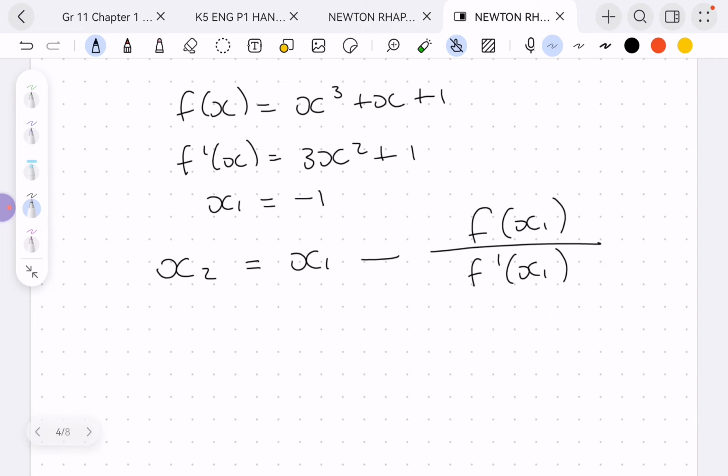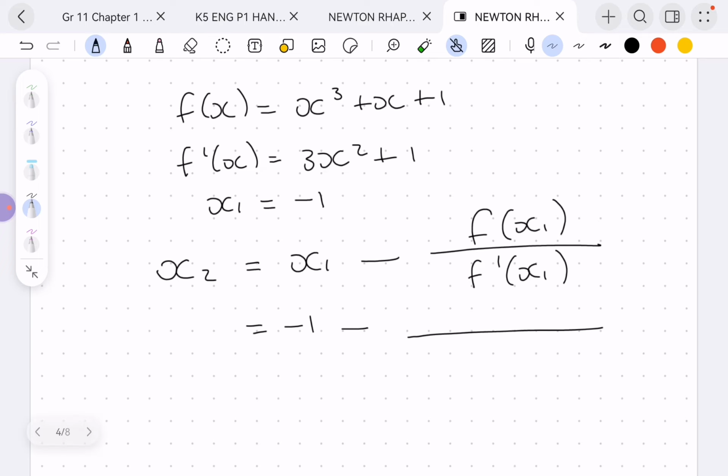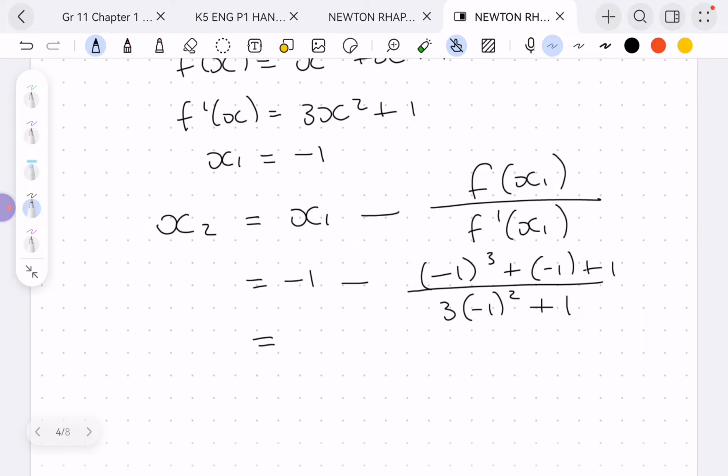So I'm going to take this -1 minus my function, which was x cubed plus x plus 1, divided by the first derivative, 3x squared plus 1. I can put this into the calculator. Remember to use the answer button. It's going to make it much easier. Put all of that in the answer button. -0,75. So this is now x2.